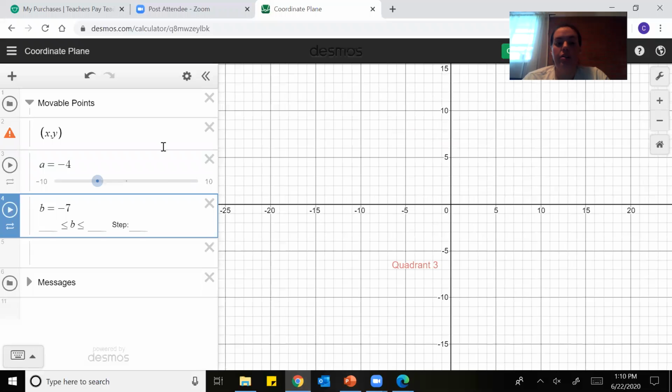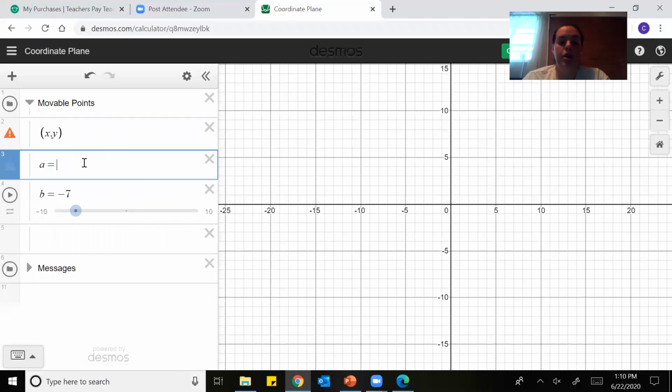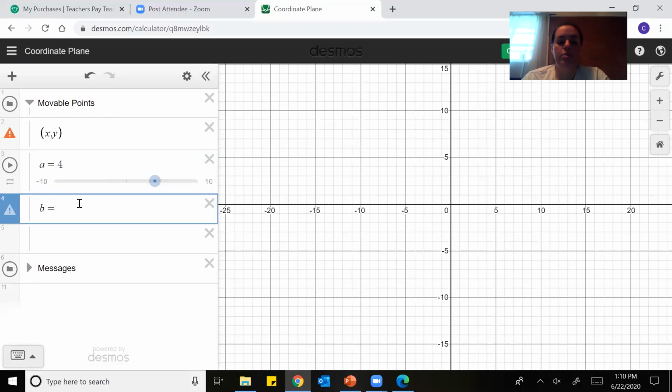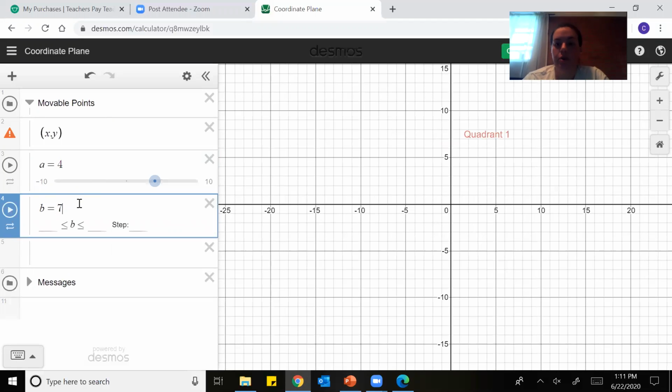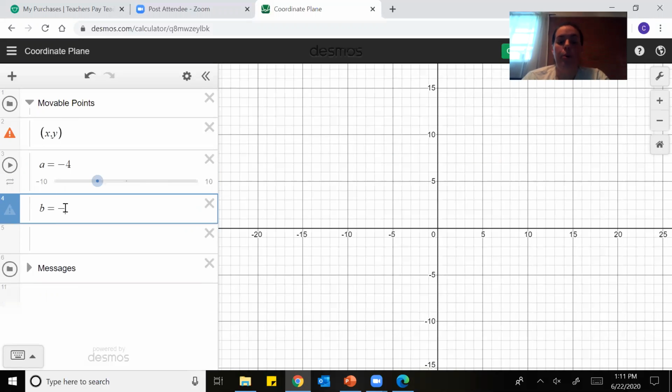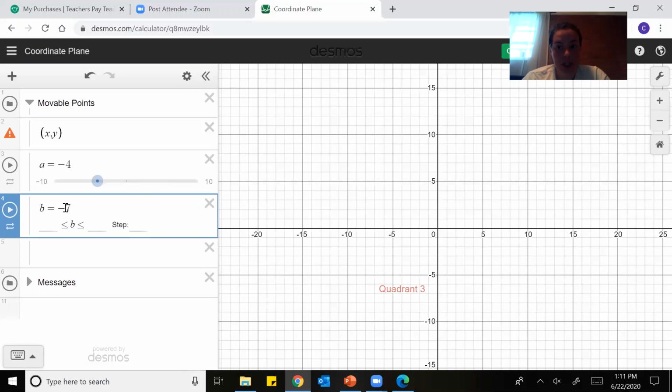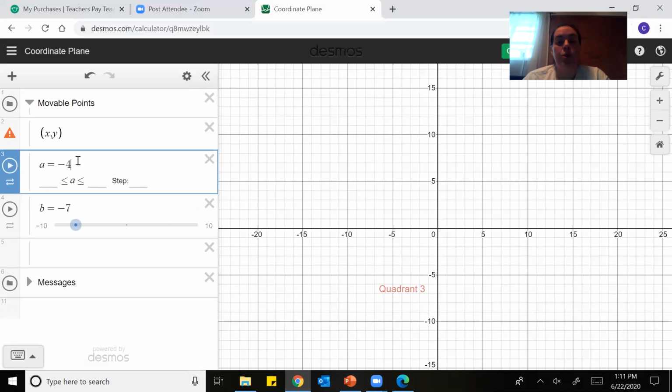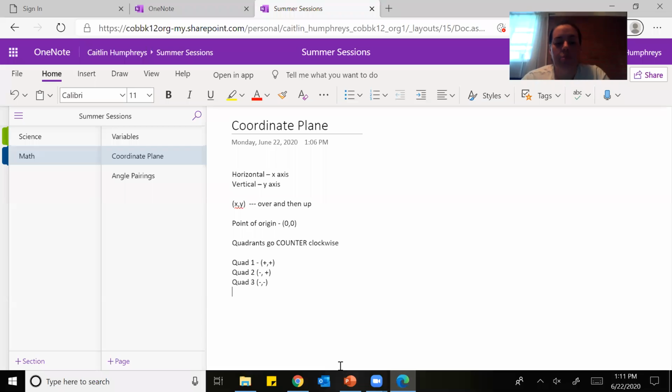We just proved that. So one more time, let me show you. When both numbers are positive, we're in quadrant 1. When the x is negative, we're in quadrant 2. When they're both negative, we're in quadrant 3. So what do you think happens if only the y is negative? Beautiful, quadrant 4. So logically, that means quadrant 4 is made up of a positive number and a negative number.